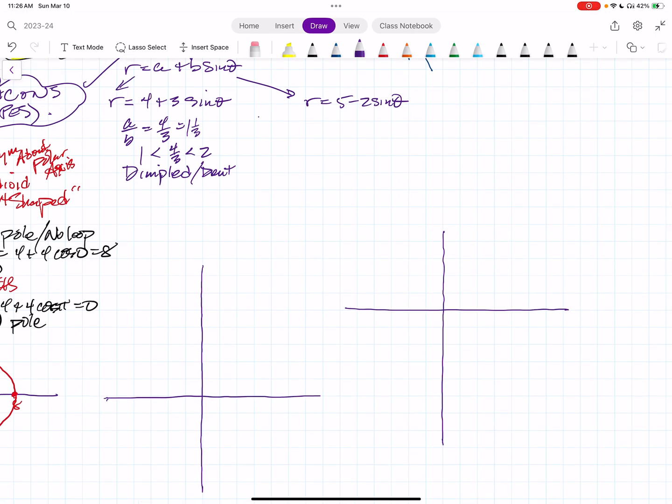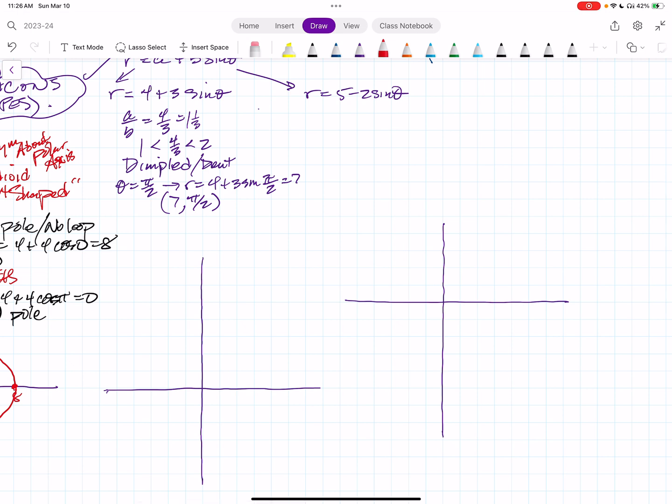All right, so where is the max radius though? Sine of theta is max at pi halves. So if theta is pi halves, you substitute this in, you get r is equal to 4 plus 3 times the sine of pi halves. Sine of pi halves is 1, times 3 is 3, plus 4 is 7. So we have 7 comma pi halves on the graph. And notice that's up 7. So if we go up 7, 1, 2, 3, 4, 5, 6, 7, plot a point there.